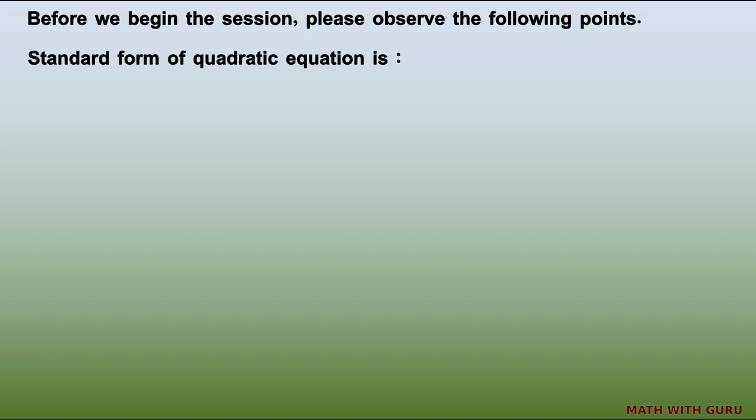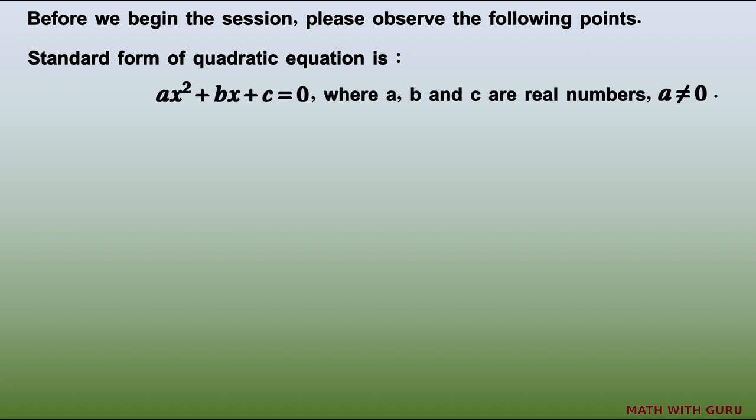The session, I would like to draw your attention to the following points. Standard form of a quadratic equation is ax squared plus bx plus c equals 0, where a, b and c are real numbers. A is not equal to 0. What happens if a equals 0? Then the equation will be no more a quadratic equation. It would be a linear equation.